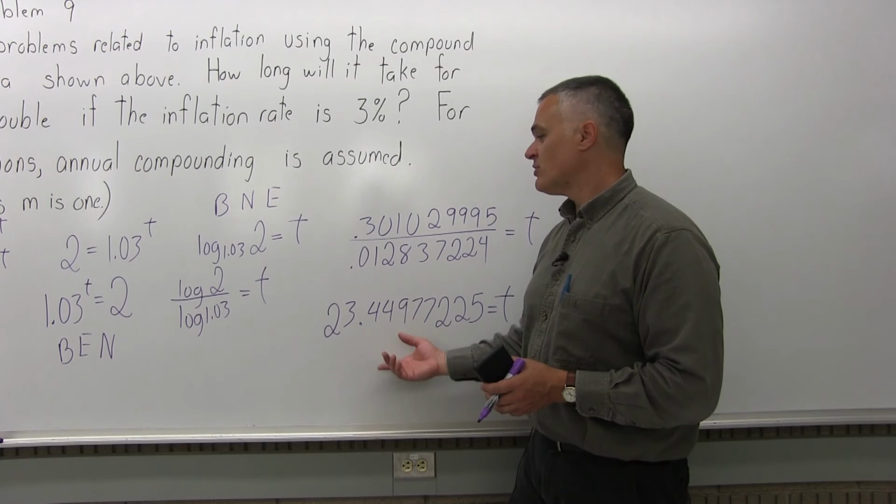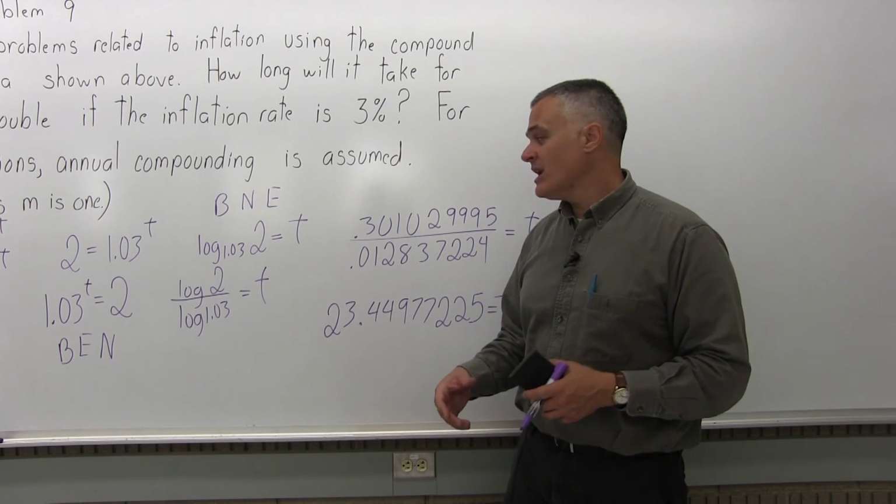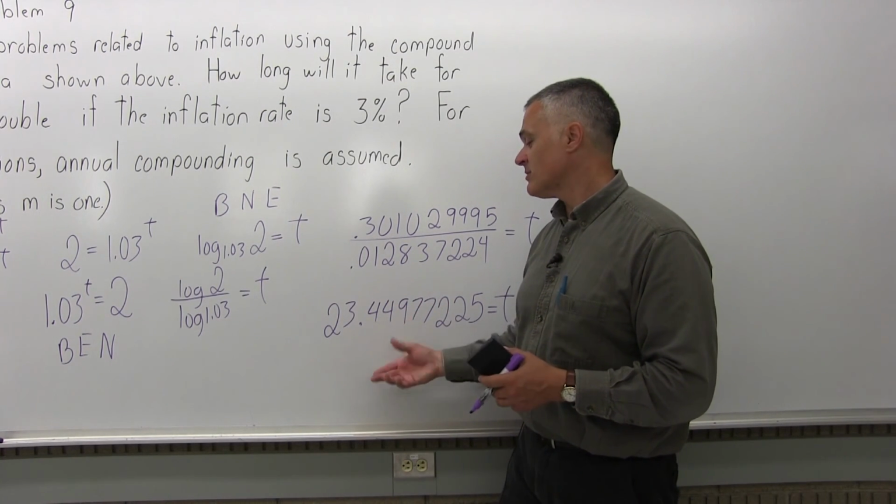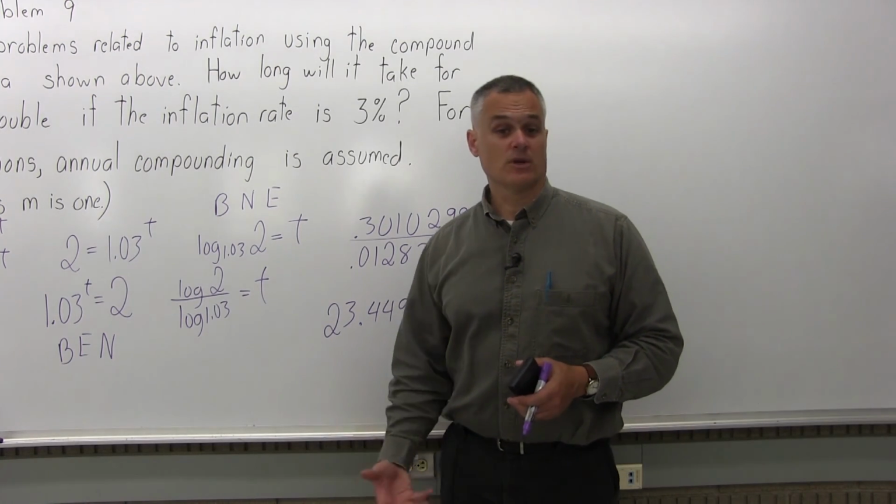So something that costs you $100 today, that same thing 23.5 years from now, approximately 23.5 years, will cost you $200, cost you twice as much.